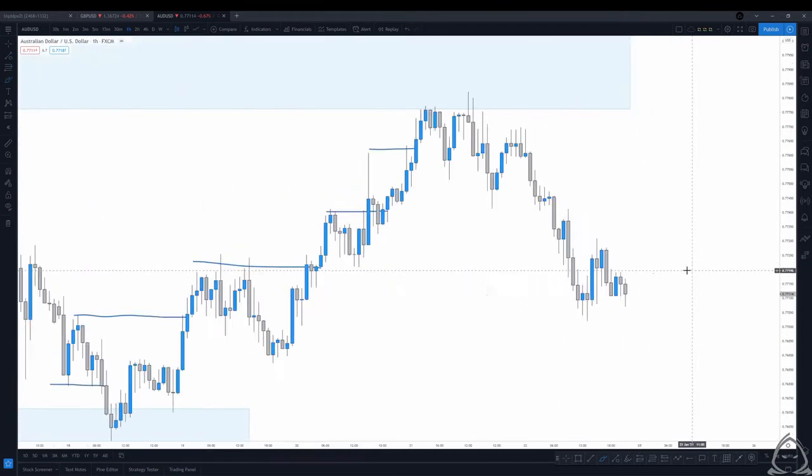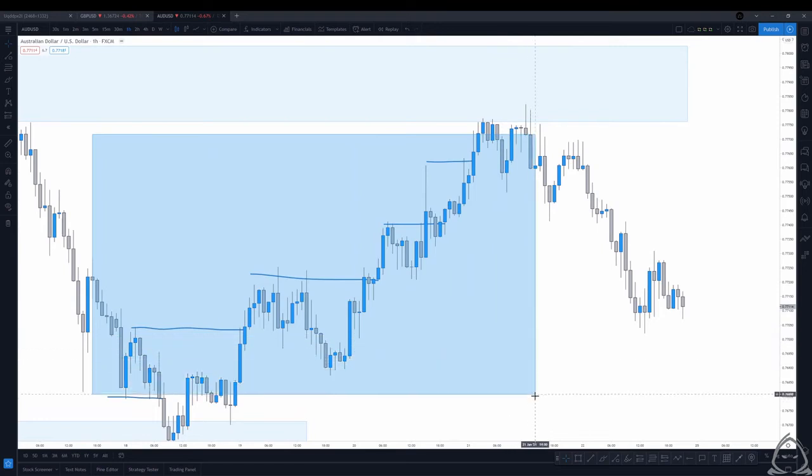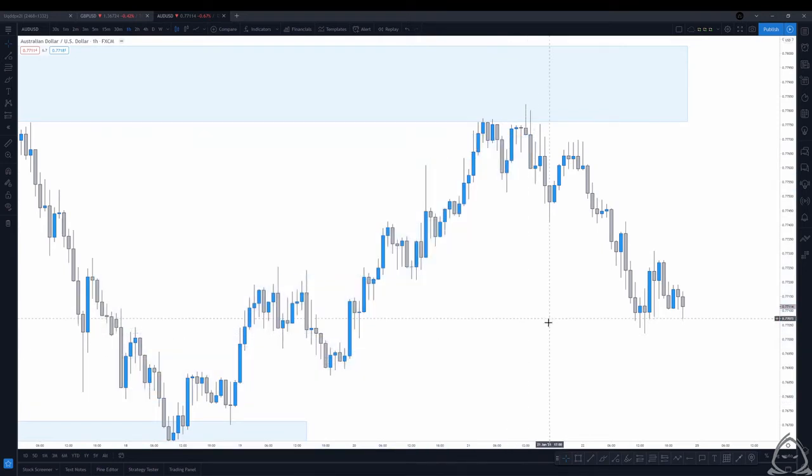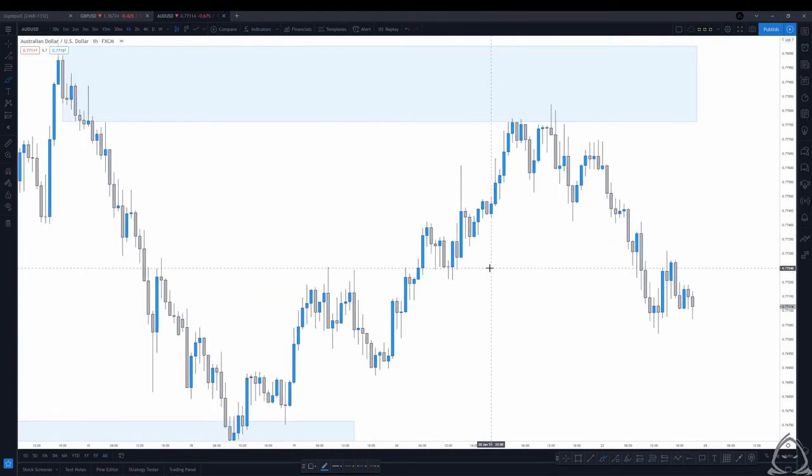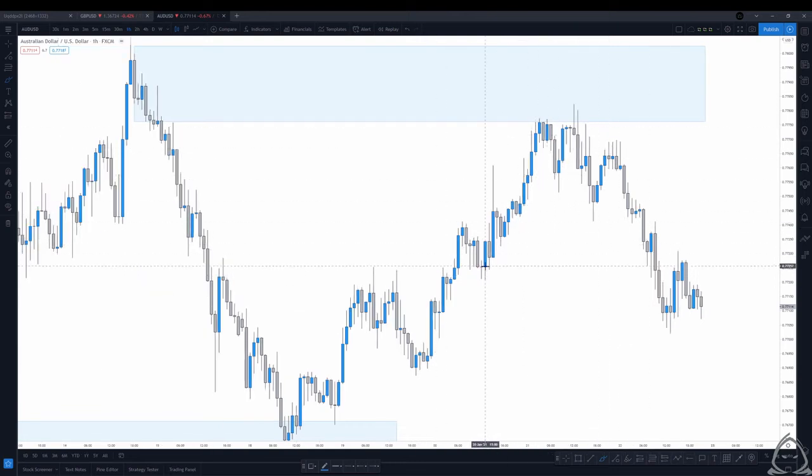So if I just zoom in, again, this comes down to your interpretation of market structure. And the reason why I like to mention your interpretation versus just mine is because I might say one thing, you might disagree with me, and we can both be right. Totally fine with that.